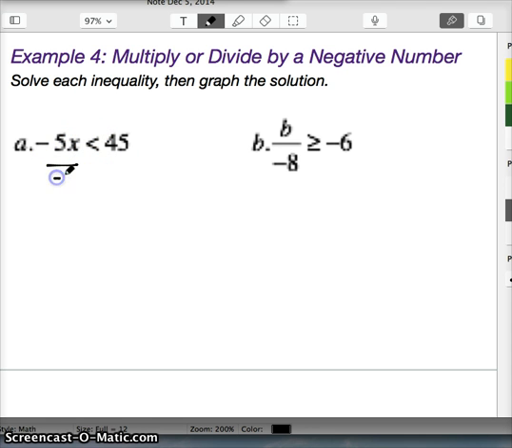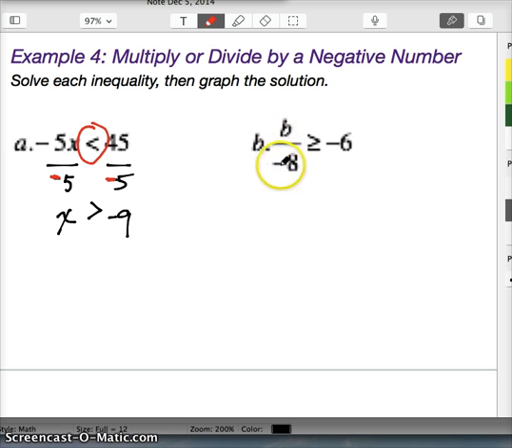If I divide both sides by a -5, this should be like a red warning for me. As soon as I'm doing something to both sides of an inequality with a negative, I immediately circle my sign to help myself remember that I've got to flip it. And now x is greater than 45 divided by -5, and that's going to be greater than -9.